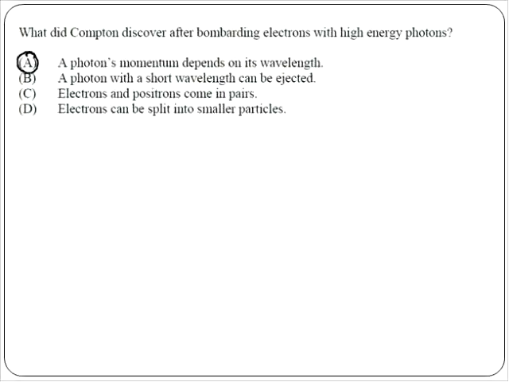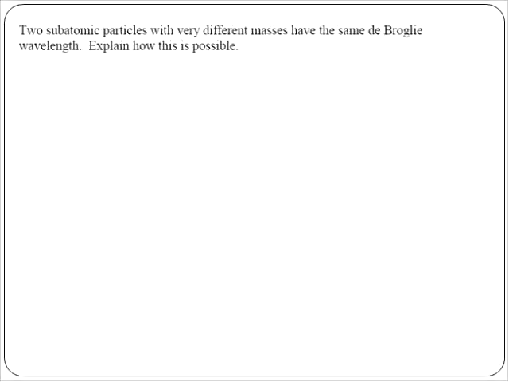Now, very rarely are there any long answer questions on these particular topics, but every now and then something sneaks in, so let's take a look at some. This one, for example. Two subatomic particles with very different masses have exactly the same de Broglie wavelength. Explain how this is possible. Okay, now that's actually a pretty easy question.